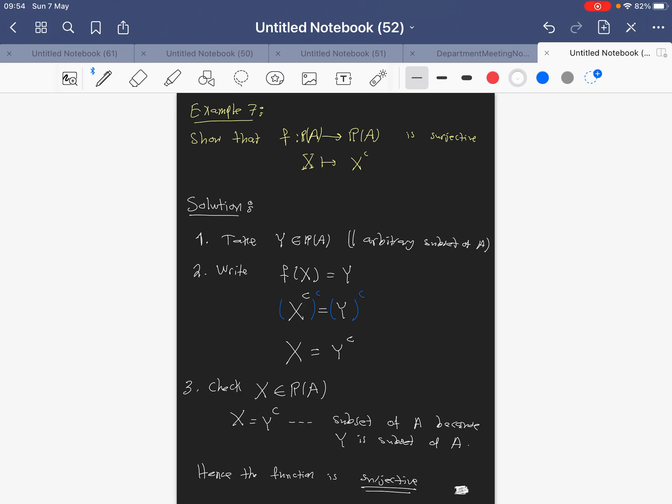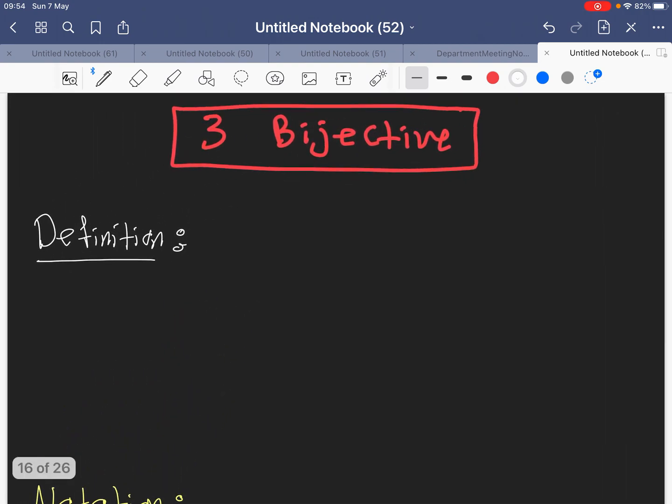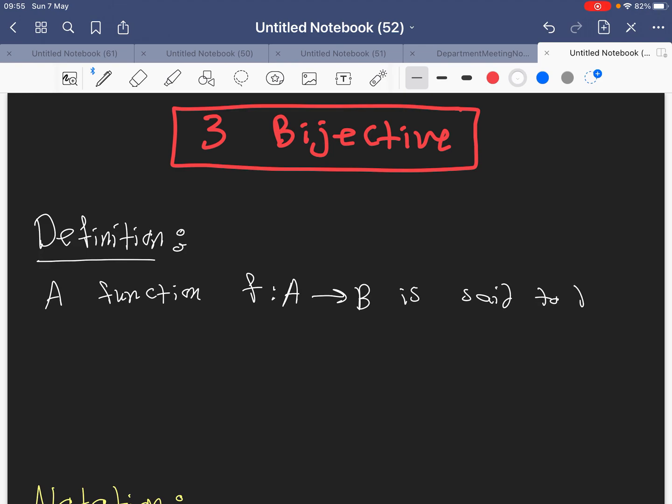Next, please take a rest and watch the next part, which will be about the bijectivity. So bijective. What is bijective? We know what is injective. And we know what is surjective. Now, what is bijective? So we say a function f from A to B is said to be bijective. And sometimes we call it one-to-one correspondence.